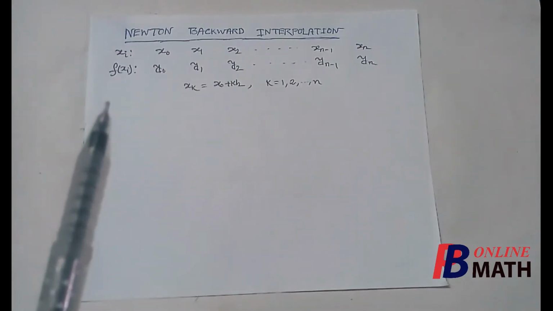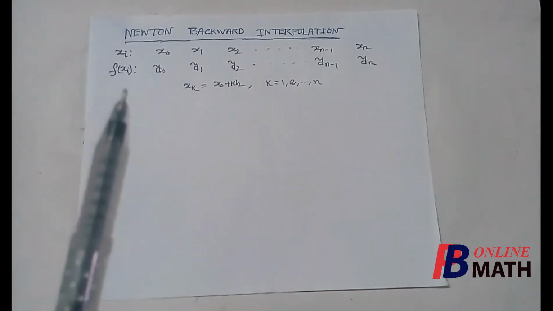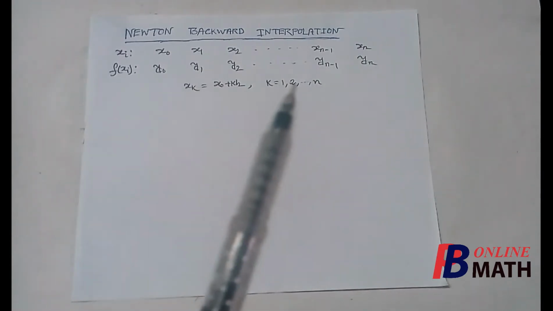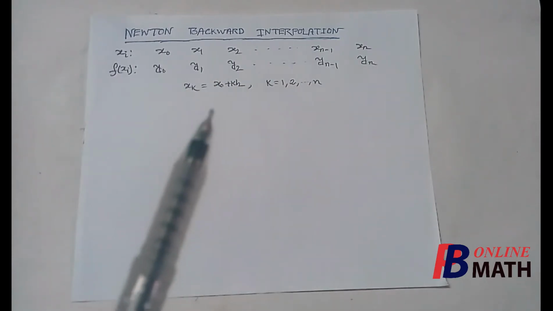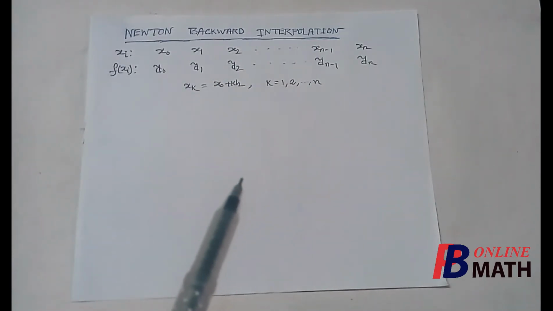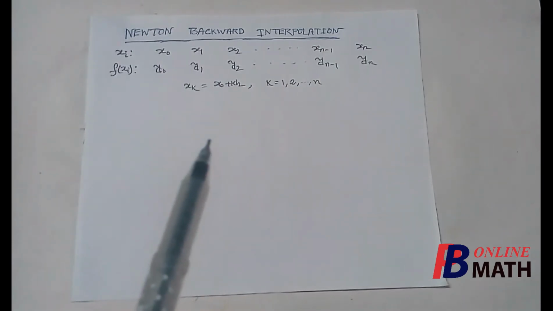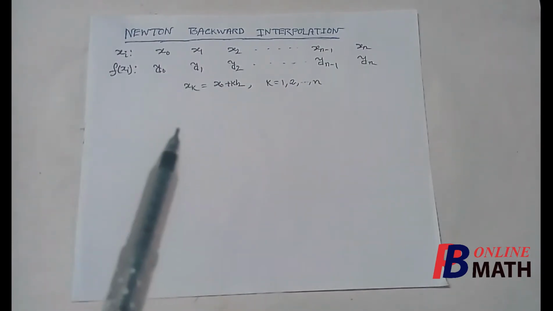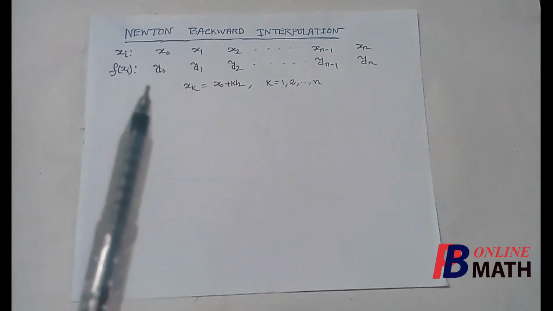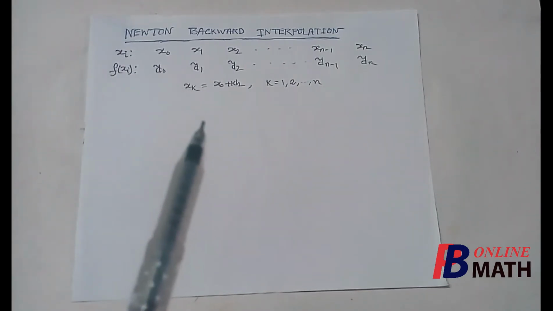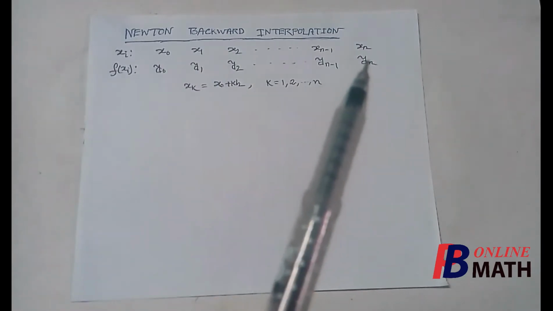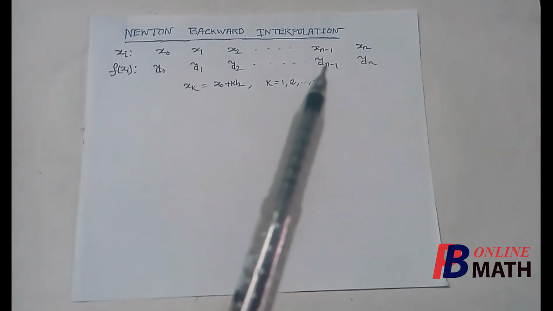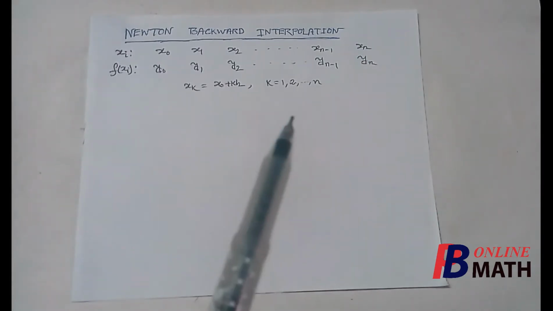We do not know the function f(x). In interpolation, we find the value of this function f(x) at any point other than these arguments, and remember that the point must lie between x0 and xn. This process is called interpolation. In Newton's forward interpolation formula, we find the value of the function at a point close to x0, that means close to the start of the table. And in Newton's backward interpolation formula, we find the value at a point very close to xn, that means close to the end of the table.